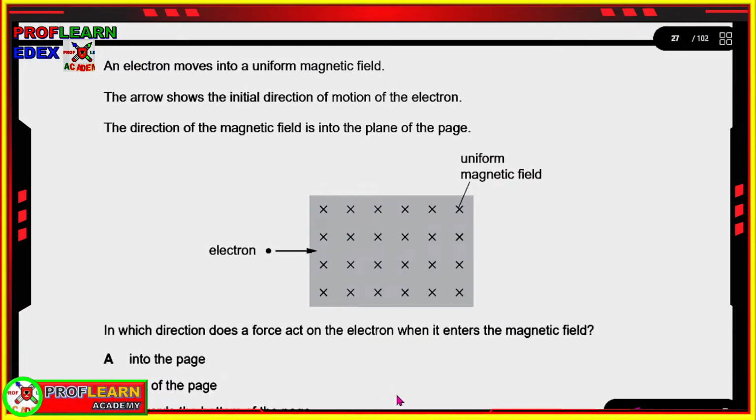An electron moves in a uniform magnetic field. The arrow indicates the direction. So here we're going to use Fleming's left-hand rule. The first finger points to the direction of the field, the second finger to the direction of current. So you are going to use your finger such that your second finger is in the opposite direction of the electron. Your second finger should be pointing in this direction.